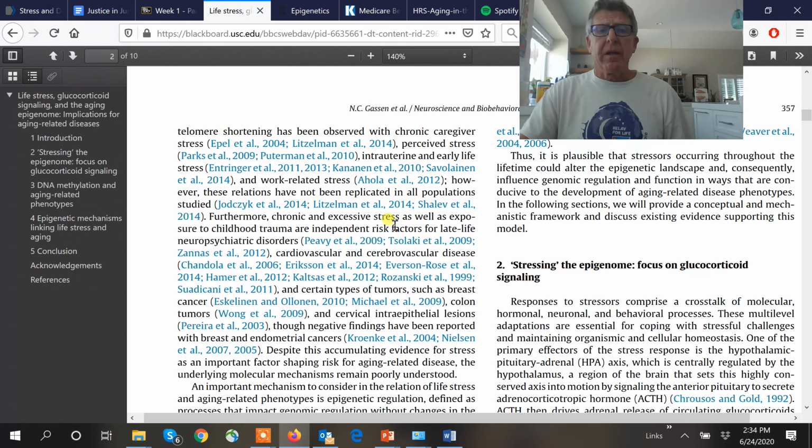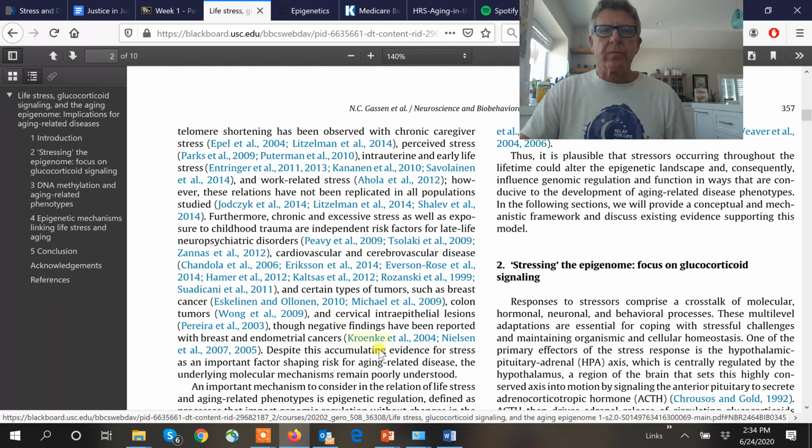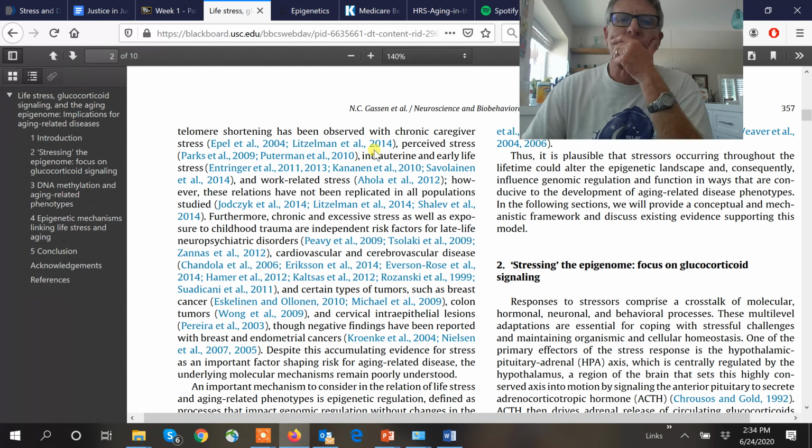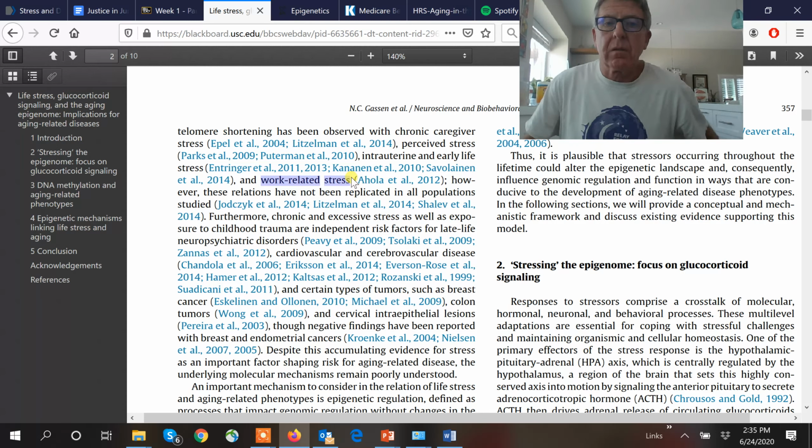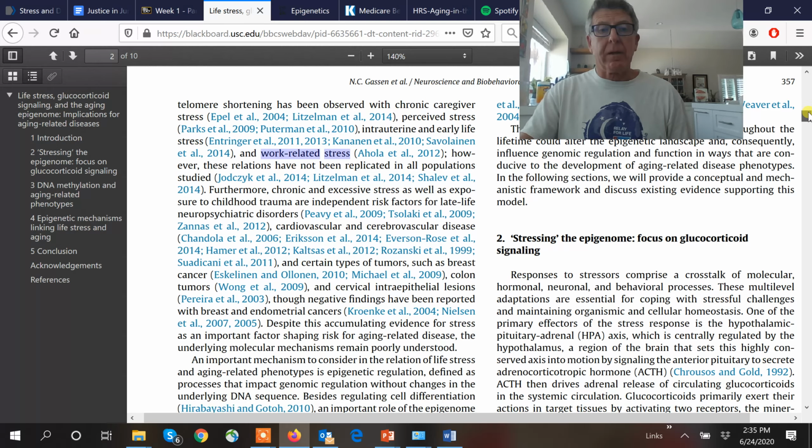So, these are all relevant articles, but you just have to look at what they're talking about. Chronic caregiving, okay? Perceived stress, intrauterine early life stress. We saw that with the Dutch hunger winter. Work stress, we're all going through this right now. God, it's crazy. I've never worked so hard as I did putting all this online. It's much easier for me to cruise around the classroom. So again, these are all different stressors in life, and you can just jump around, don't look at the blue stuff. There's all kinds of different things that can come up, okay?